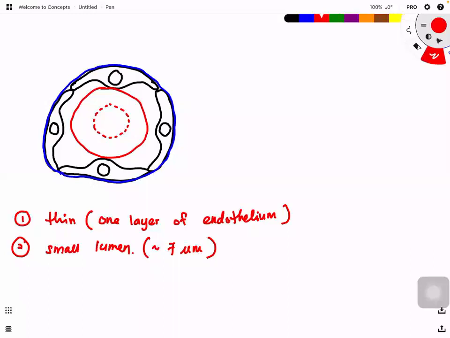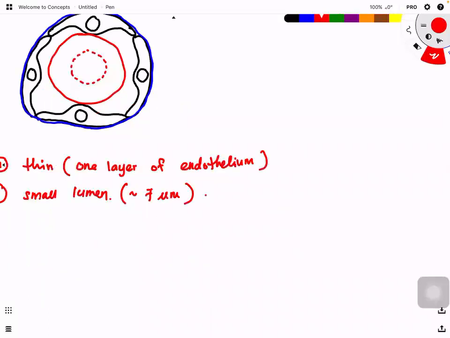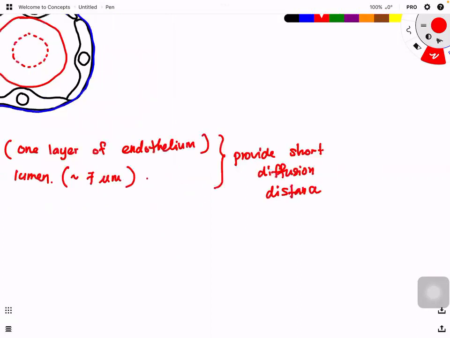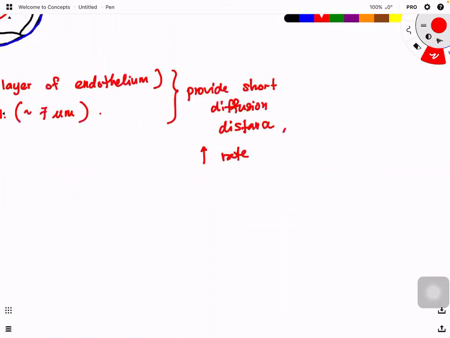When the lumens are small, both these features actually provide a short diffusion distance. It provides a very short diffusion distance. Therefore, we increase the rate. Rate of what? Rate of the gas exchange.